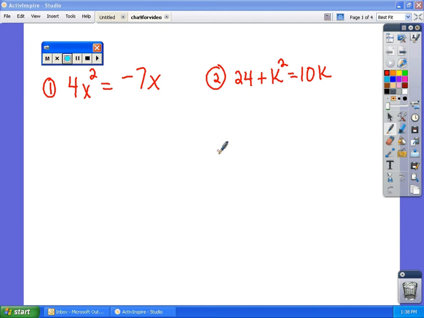Alright, boys and girls, this is the other half of the problems. These are the ones that say solve. So remember, if they say solve, your final answer is actually going to be you're going to find out what x is. So first problem, number 1, I notice it's quadratic.